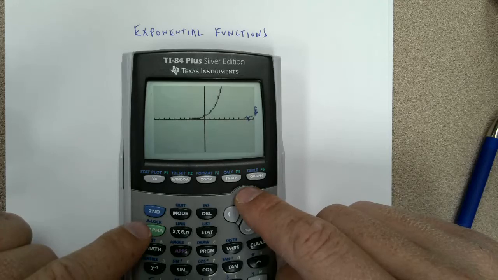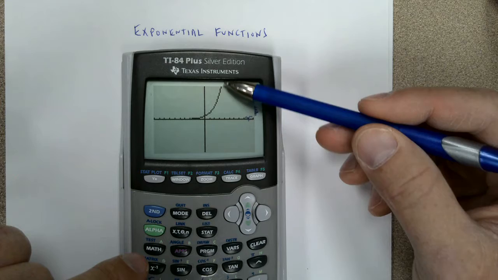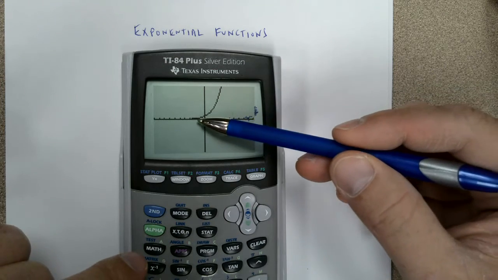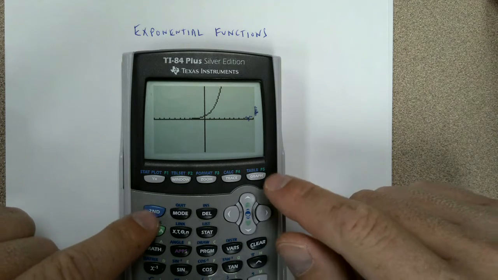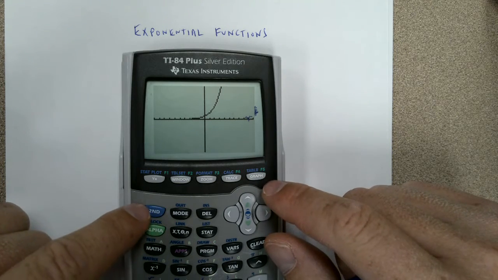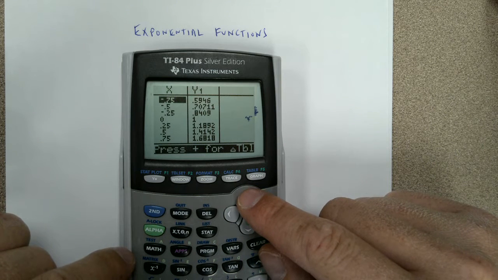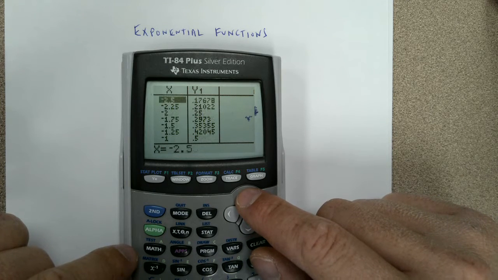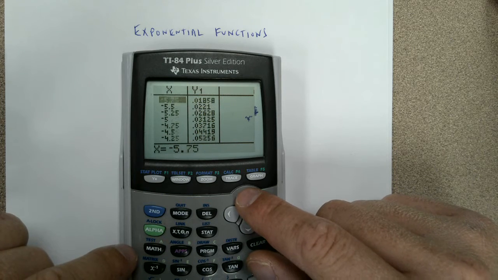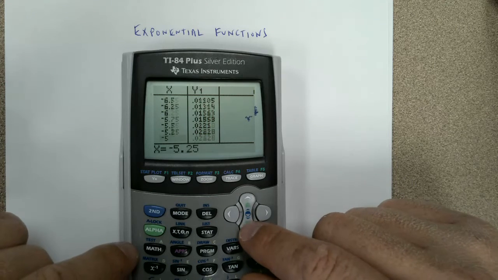So let's go back to the graph. It's passing through here at 0, 1. It's going up to the right, and it's approaching the x-axis. So you'll be able to see here that as x gets smaller, your y values continue to get smaller and smaller, and again they're getting closer and closer to the x-axis, but they're never going to touch.